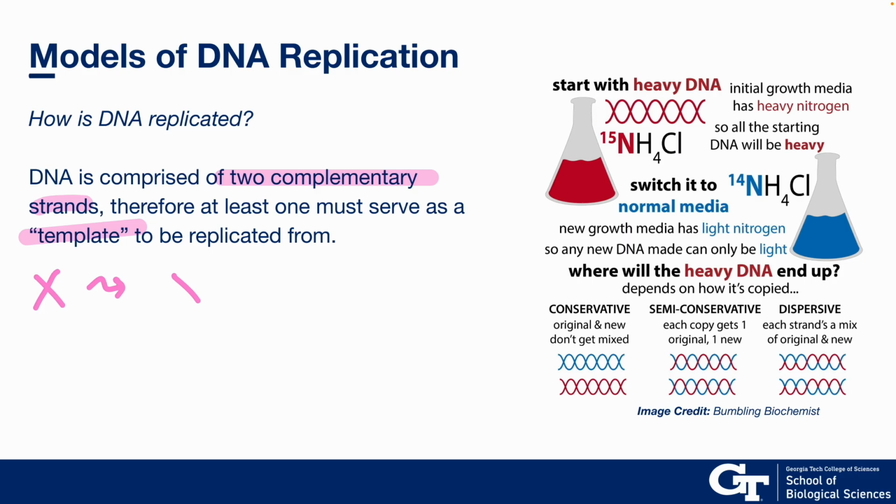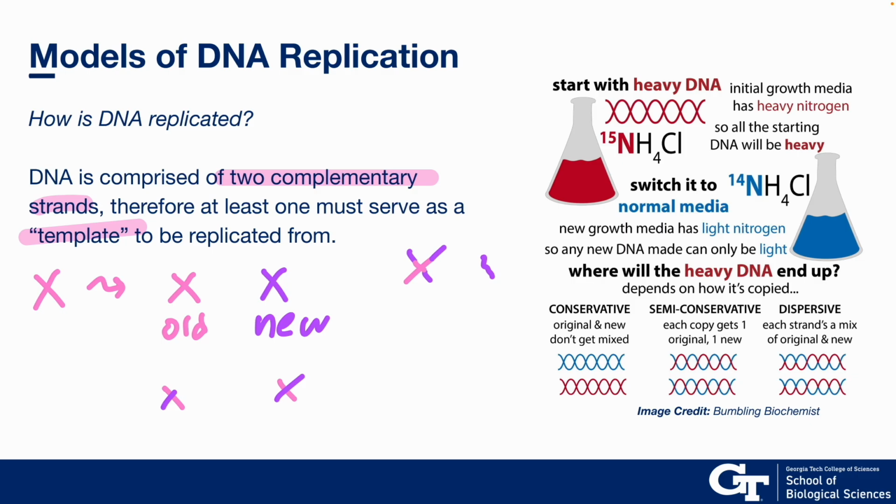And so based on that, there were three possible models for how DNA could replicate. We have the conservative model, where we just get one new strand and two new strands, and the old and the new don't get mixed. We have the semi-conservative model, where you get one new strand, one old strand. Or we have the dispersive model, where it is literally completely random how much old and how much new you get. I'm going to draw that out right here.